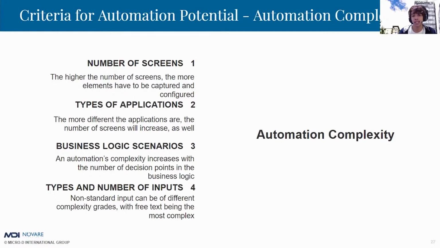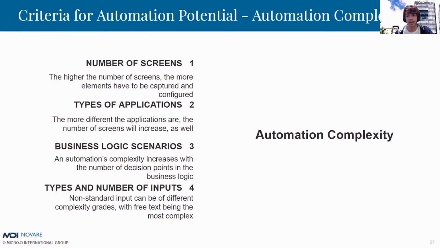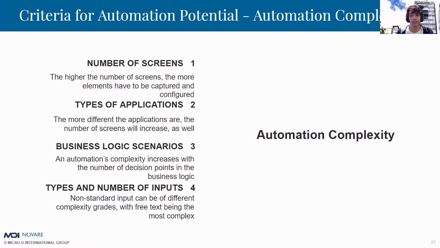Thirdly, we have business logic scenarios. Automation complexity increases with the number of decision points in the business logic. Basically, each one of the decision points could multiply by 2 the number of scenarios, or maybe even 3 or more, depending on the complexity of the decisions needed in the process.